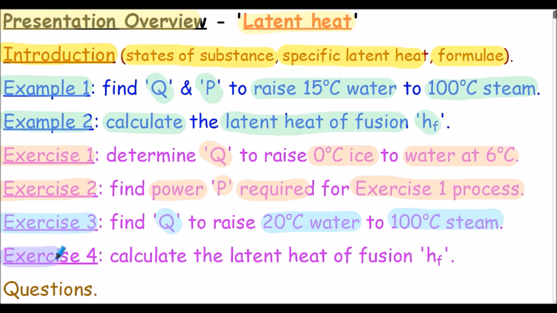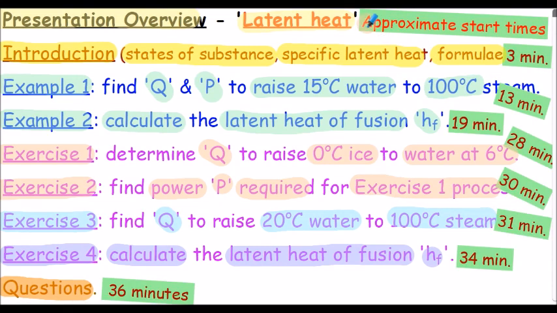And exercise 4, we're asked to calculate the latent heat of fusion, HF, given an experimental scenario, and that's very much like the solution required for example 2 above. The presentation concludes with some questions to consolidate your learning, and these questions are simply based on the examples and exercises shown previously. And here are the approximate start times related to the various sections contained within the presentation to hopefully aid your ease of access through the presentation, but please note they are only approximate start times, often rounded to the nearest minute.